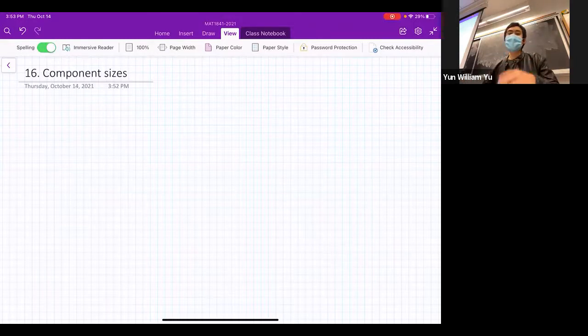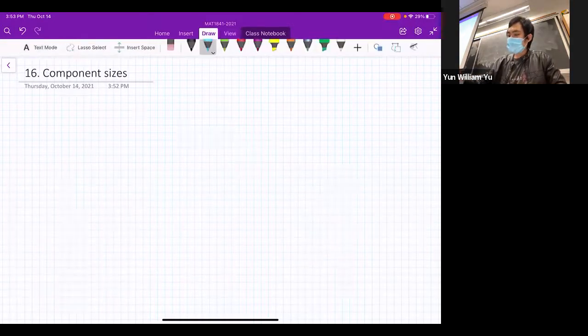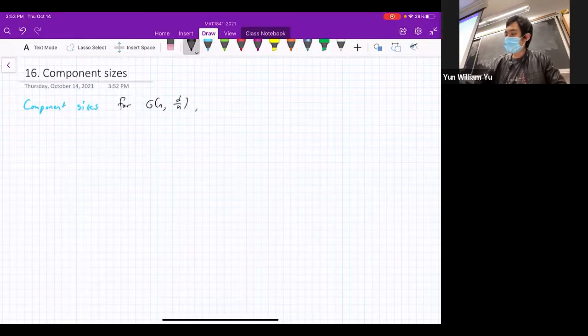And that's going to form an idea that we're going to make use of in proving things about component sizes, which is that we're going to have some process that's exploring the graph and only generating the graph as we explore it. This is going to be useful in talking about component sizes for G of n, d over n, for d greater than 1. Okay.